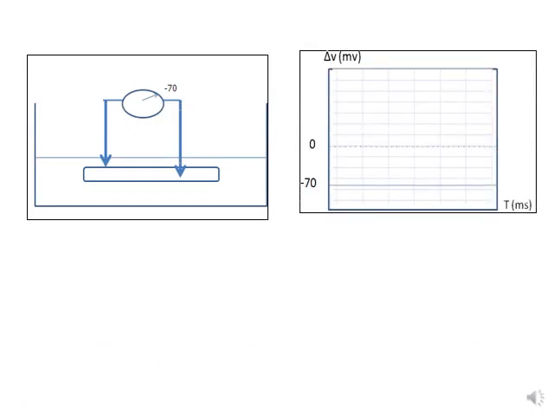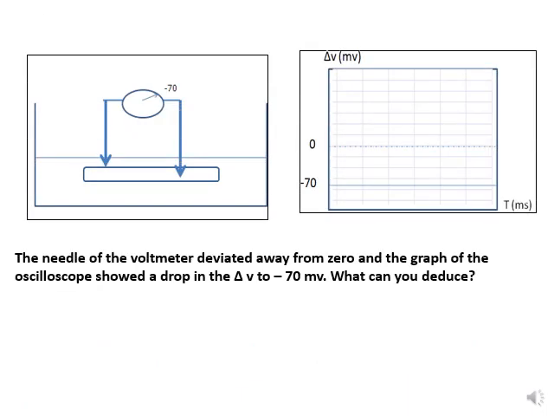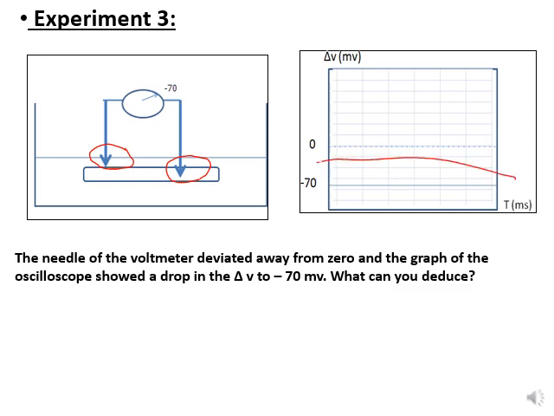Moving on to experiment 3. In experiment 3, what do we have? Also, we have an axon, a nerve fiber, and the needles of the voltmeter. One of them is placed on the surface of the axon, and the second on the internal or inner side of the axon. So here the potential difference deviates, decreasing to minus 70 millivolts, as shown here.